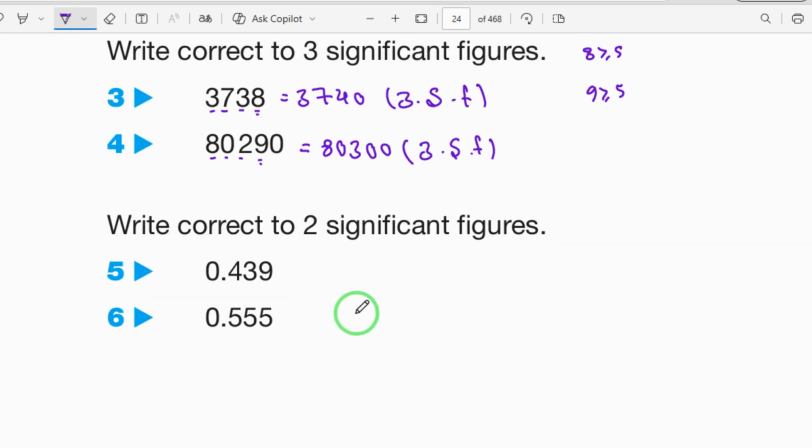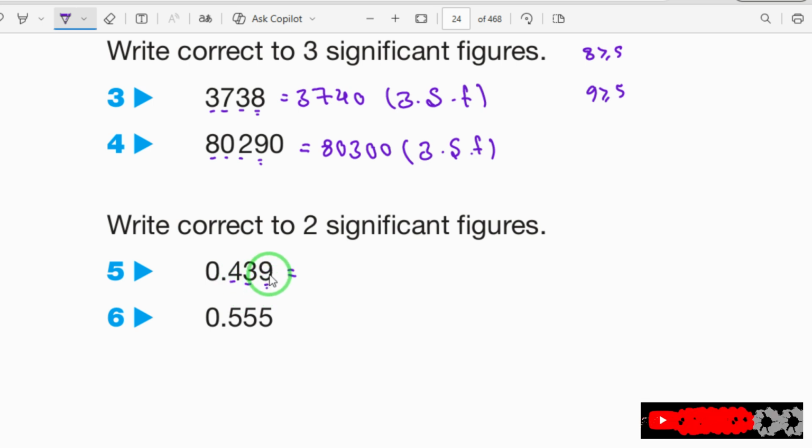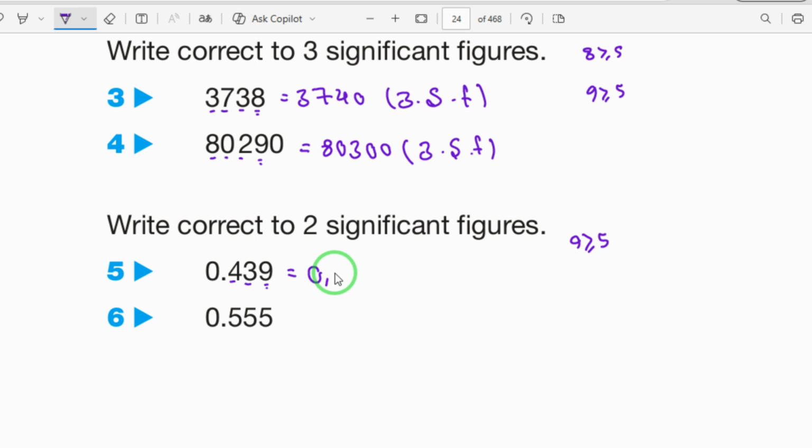Question number 5. Write correct to 2 significant figures. We count 2 digits from left to right. As well, we face 9. 9 is larger than 5, so we round up. 3 becomes 4. This 3 becomes 4, and then instead of 9 we write 0. It is 3 significant figures as well.